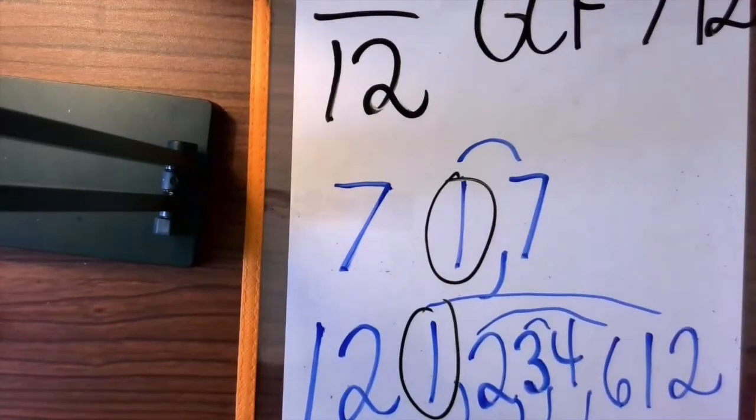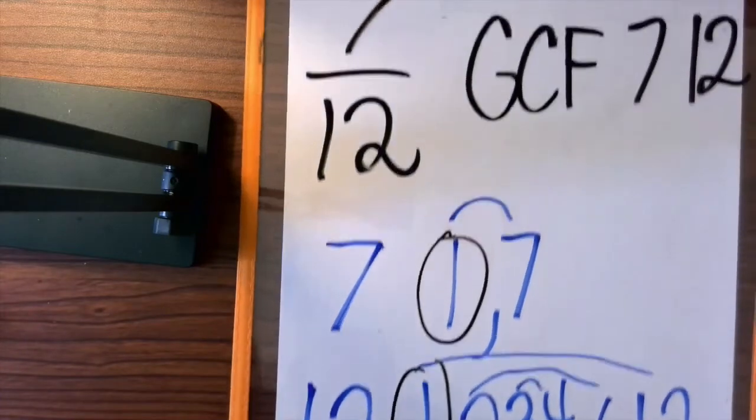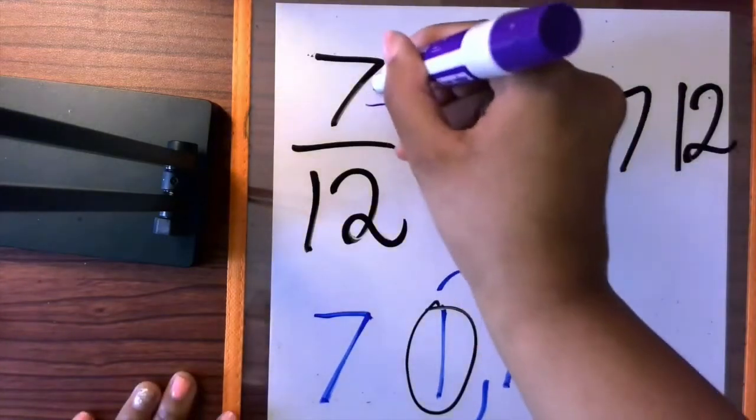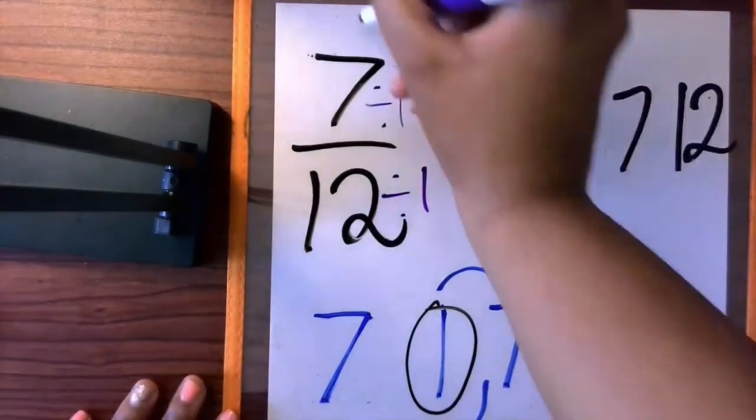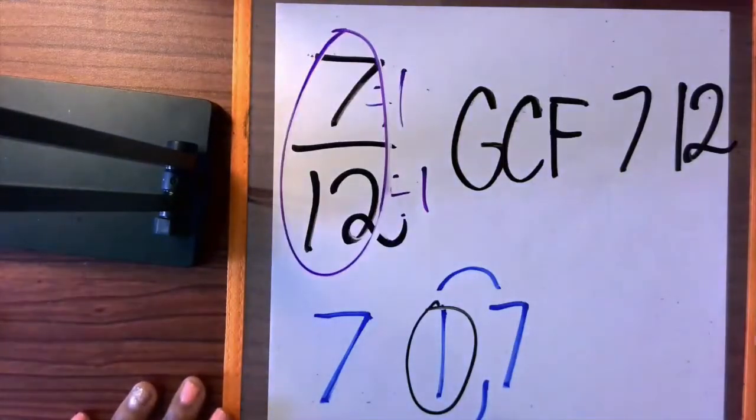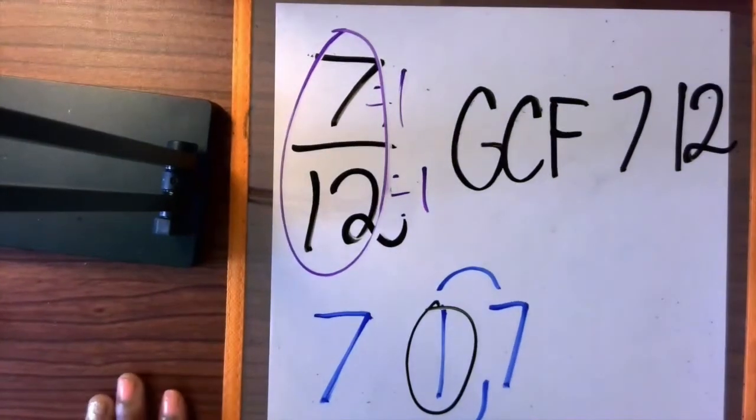To simplify a fraction, I need to divide my numerator and my denominator by my greatest common factor. But in this case, it's 1. So if I divide my numerator by 1 and my denominator by 1, my fraction would be the same, meaning I can't simplify 7/12 any further.